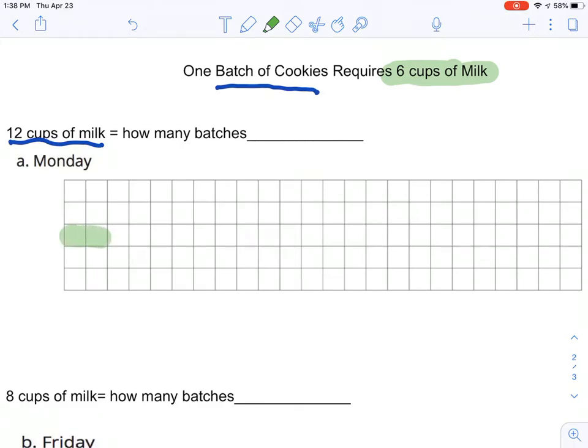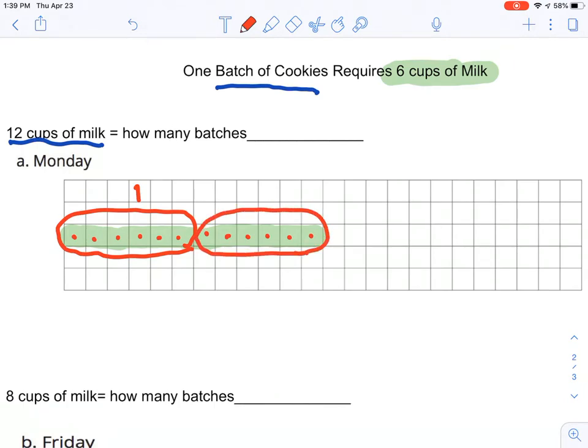Okay, so 1, 2, 3, 4, 5, 6, 7, 8, 9, 10, 11, 12. Excellent, and we remember that one batch requires 6 cups, so let's make our batches now. 1, 2, 3, 4, 5, 6. Excellent, there's one batch of cookies. 1, 2, 3, 4, 5, 6. And there is our second batch. Excellent. So with 12 cups of milk, we can make exactly 2 full batches. No fractions needed in that question.